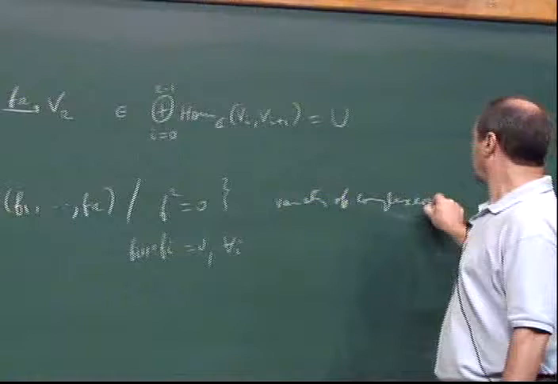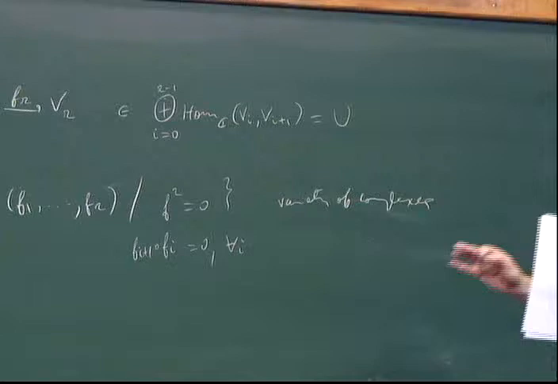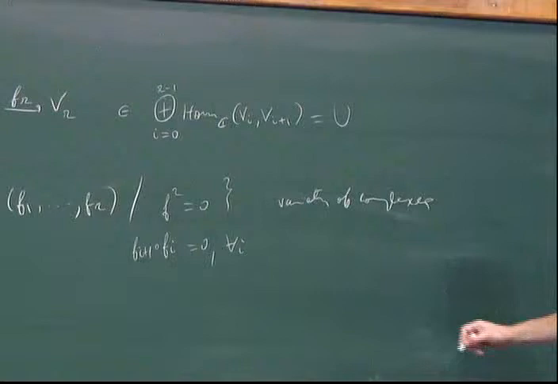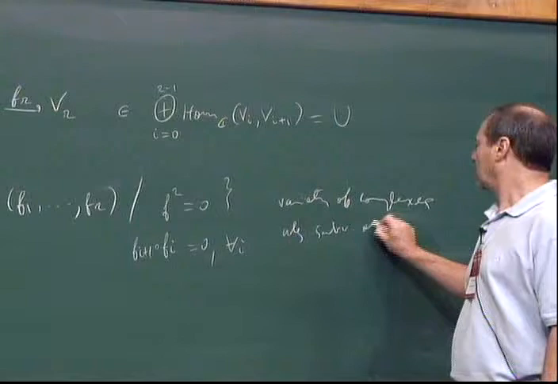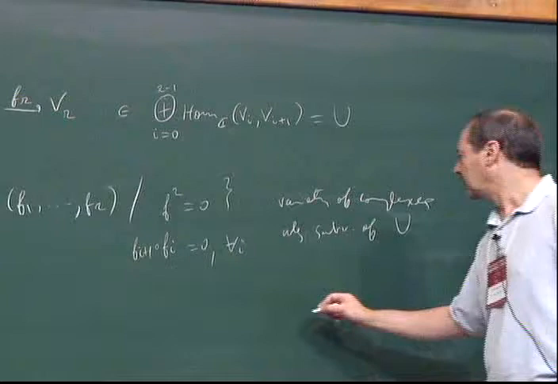And again, these equations are quadratic. Think about the f_i's as matrices of some sizes. This is a bilinear condition on the coefficients of the f_i's. So it's a huge collection of bilinear conditions. It's an algebraic subvariety of U given by bilinear conditions, and we may also think about it in a projective way.